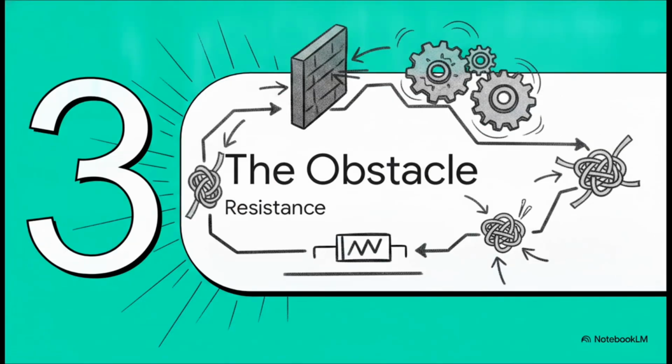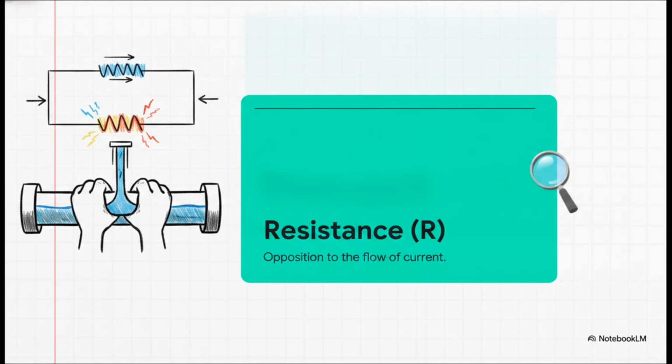Which perfectly sets up step 3, the obstacle, resistance. You might be wondering, why doesn't electricity just rush through a wire at infinite speed? Well, that's because of resistance, represented by R. It is the active opposition to the flow of current. Imagine taking our water pipe and physically squeezing it in the middle. The tighter it squeezes, the harder it is for the water to get through, right? In an electrical circuit, certain materials or components naturally squeeze that flow of electrons.